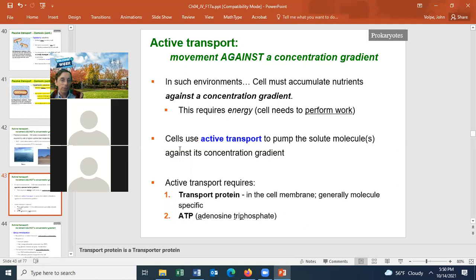So we have active transport to move a molecule against its concentration gradient. That's going to require energy. The cell is performing work, moving the molecule against its concentration gradient. Cells use active transport to pump the solute molecules against the concentration gradient. And to do active transport requires, one, a transport protein to move the molecule, to literally pump it across the membrane, generally the cell membrane.